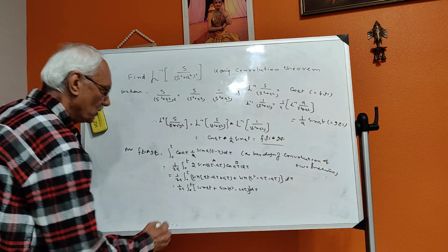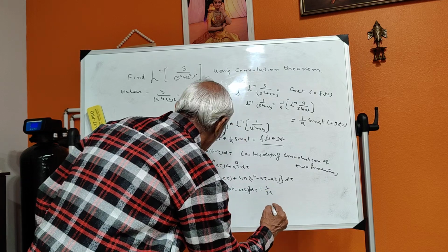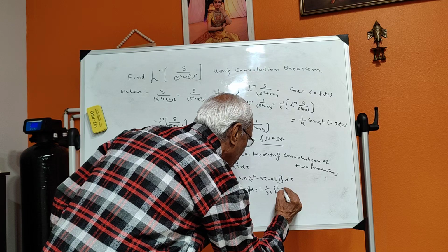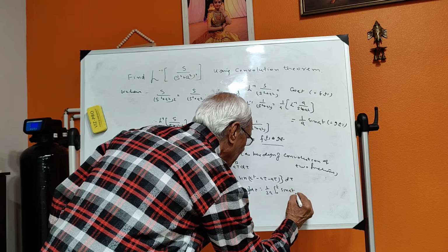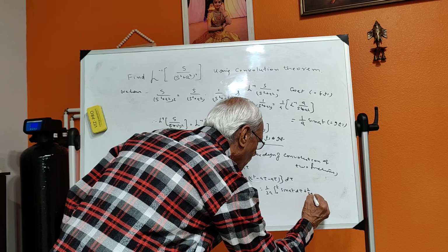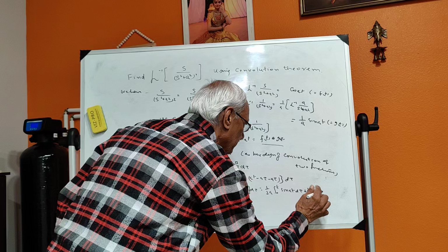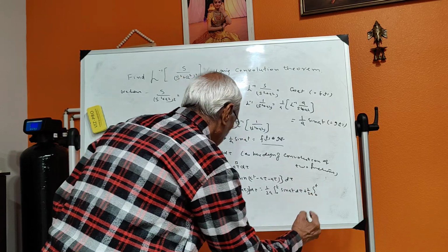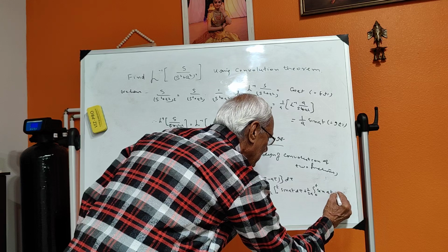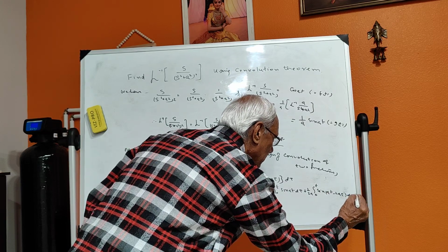This is what we get. So this can be written as 1 by 2a integral 0 to t sin 2a tau d tau plus 1 by 2a integral 0 to t sin(at minus 2a tau) d tau.